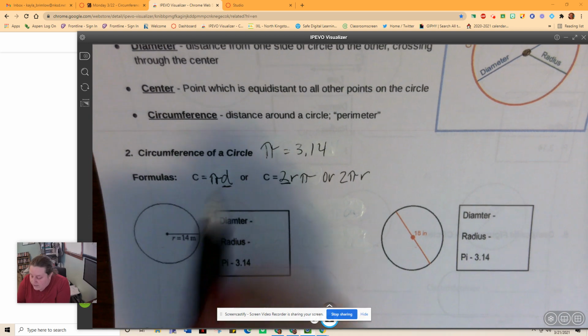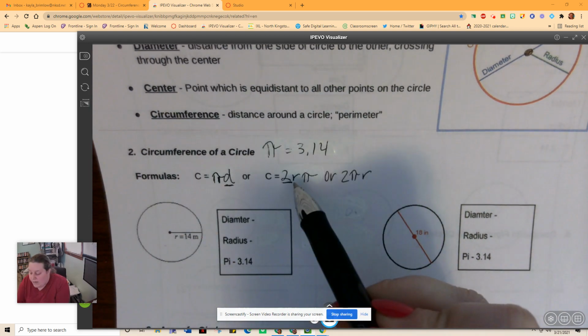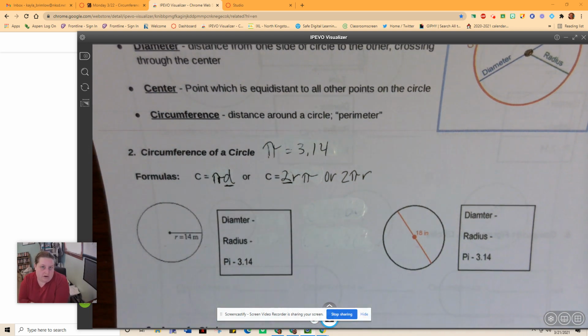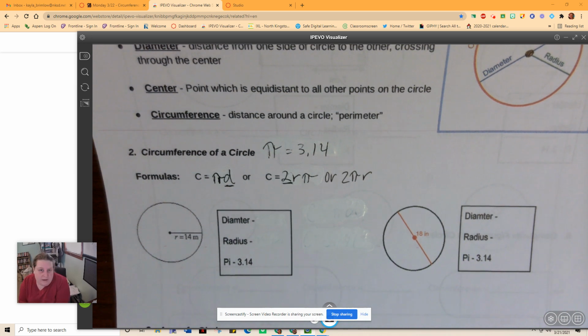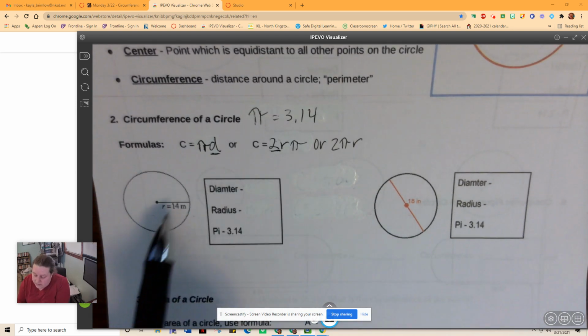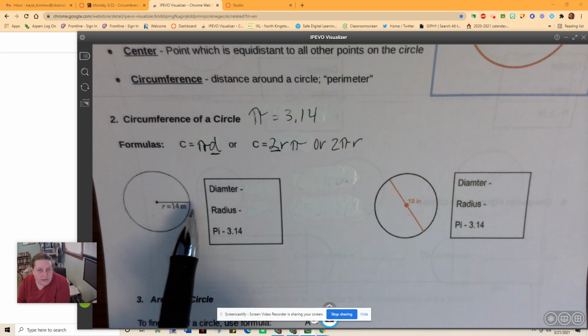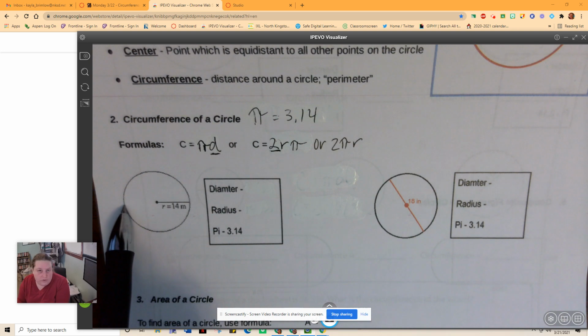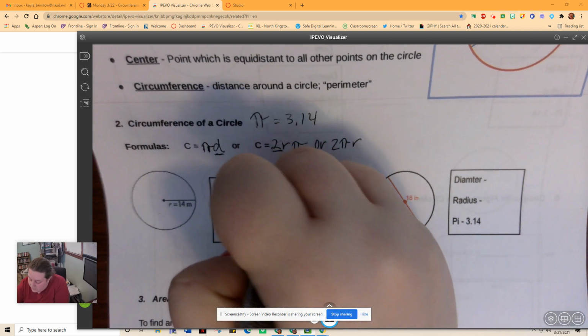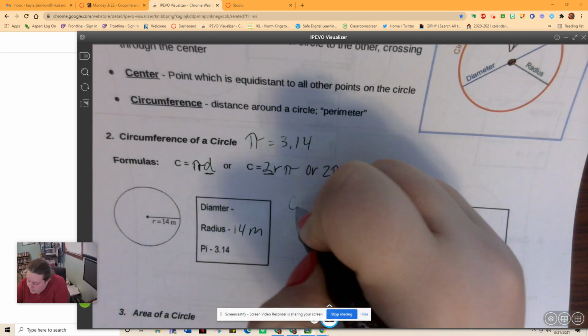Realizing that 2 times the radius and diameter are the same thing. Radius is half the diameter, so if I double it, it will give me the diameter, the distance across the circle through the center. Once again, depending on the information provided, it will guide you to which formula you should use. So if we take a look, this example gives us the radius. It's only half the distance from one part of the circle to the other side, going through the center. So it's 14 meters.